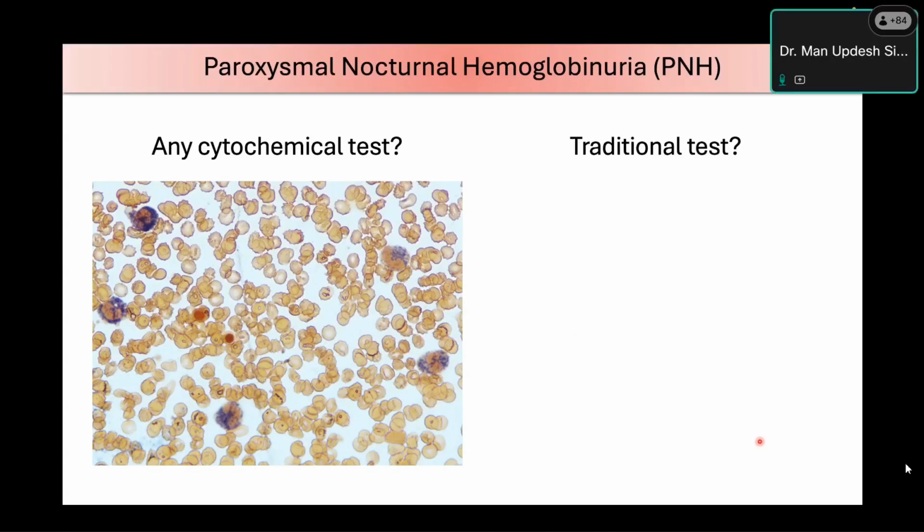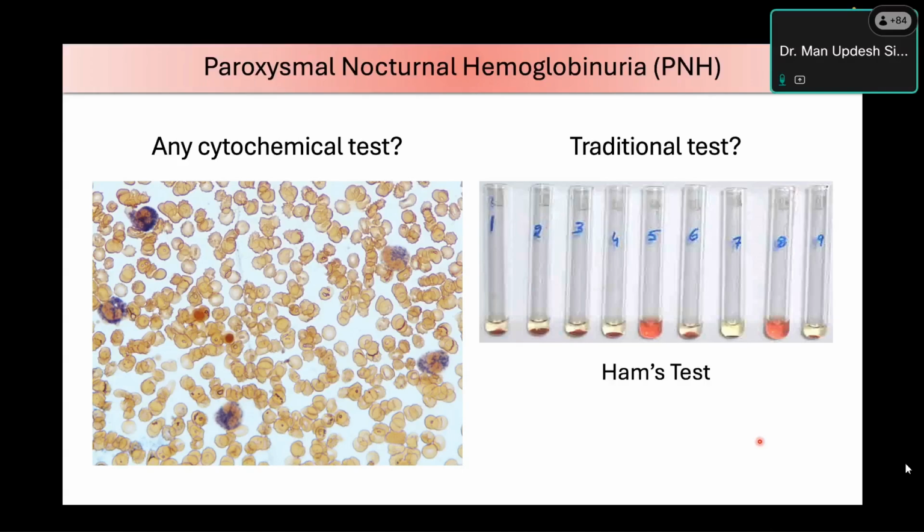The Ham's test. Yes, sir. Good. Very nice. I'm getting answers. So it's an acidified serum test where you see lysis of RBCs in tubes 5 and 8, whereas the rest of the tubes show nicely preserved RBCs at the bottom.